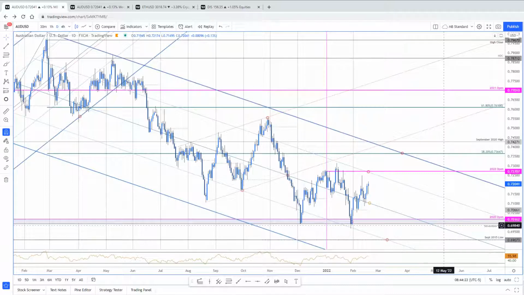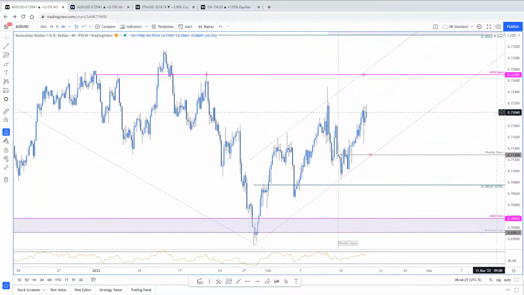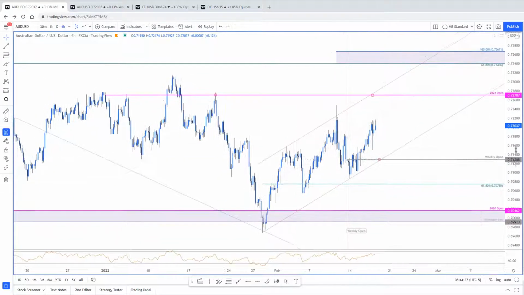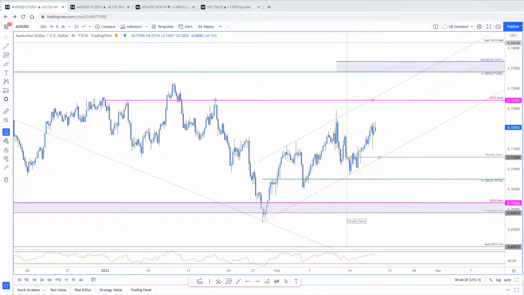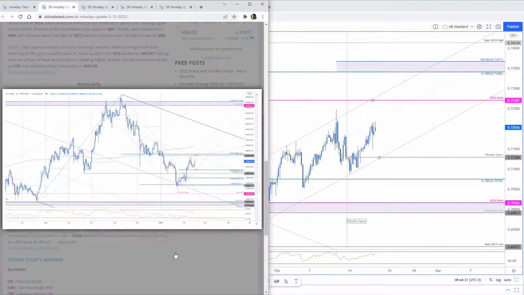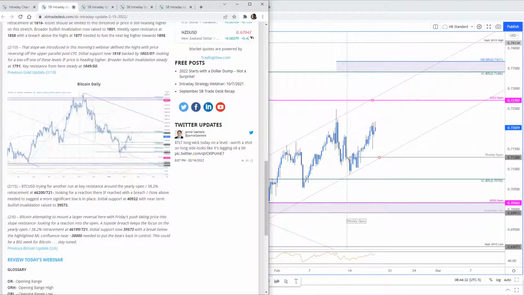Does that make sense? Here's what it looks like on the intraday chart, okay? And here's what it looked like on our last update. So this is from last night.